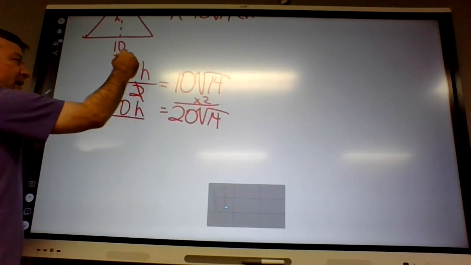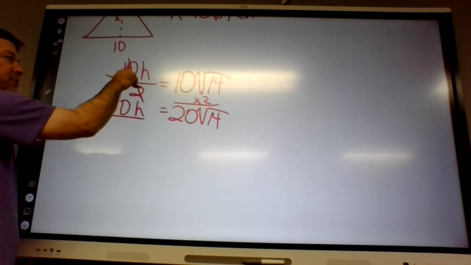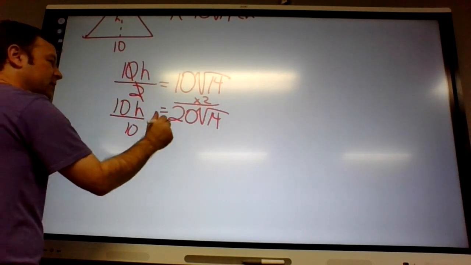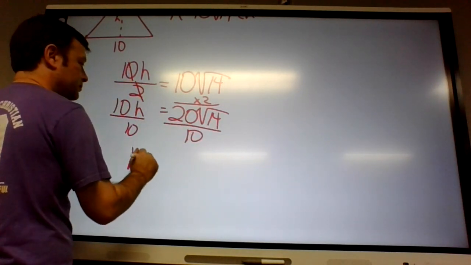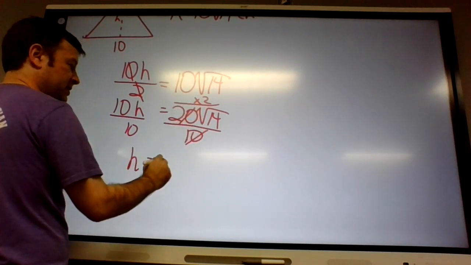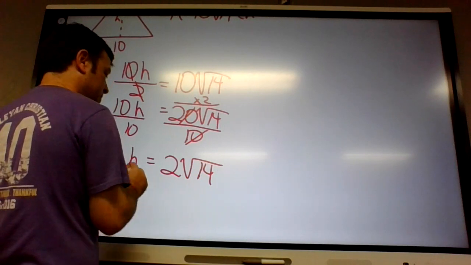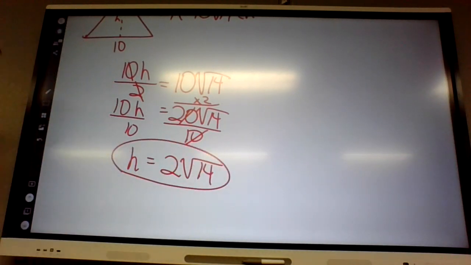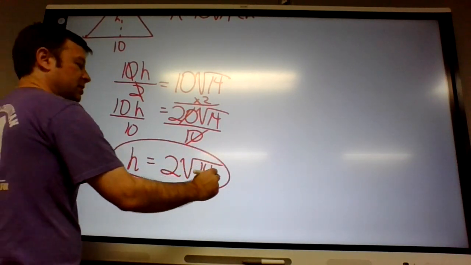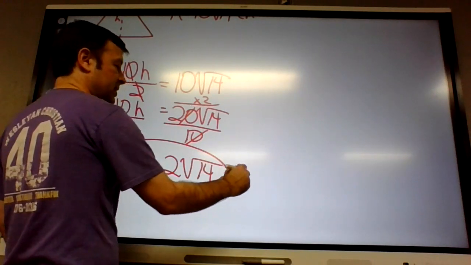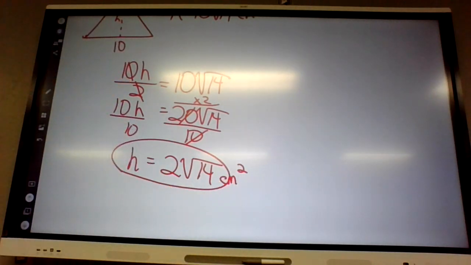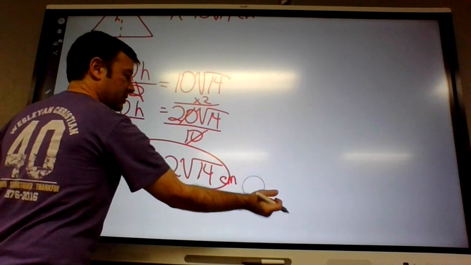Divide by 10. I guess we could have done 10 divided by 2 first here. Oh well, too late. 20 divided by 10 is 2, so it's 2 square root of 14. Centimeters, I guess, not squared because this is not an area, this is the height. Whoops, I said not squared, then I wrote squared at the same time.